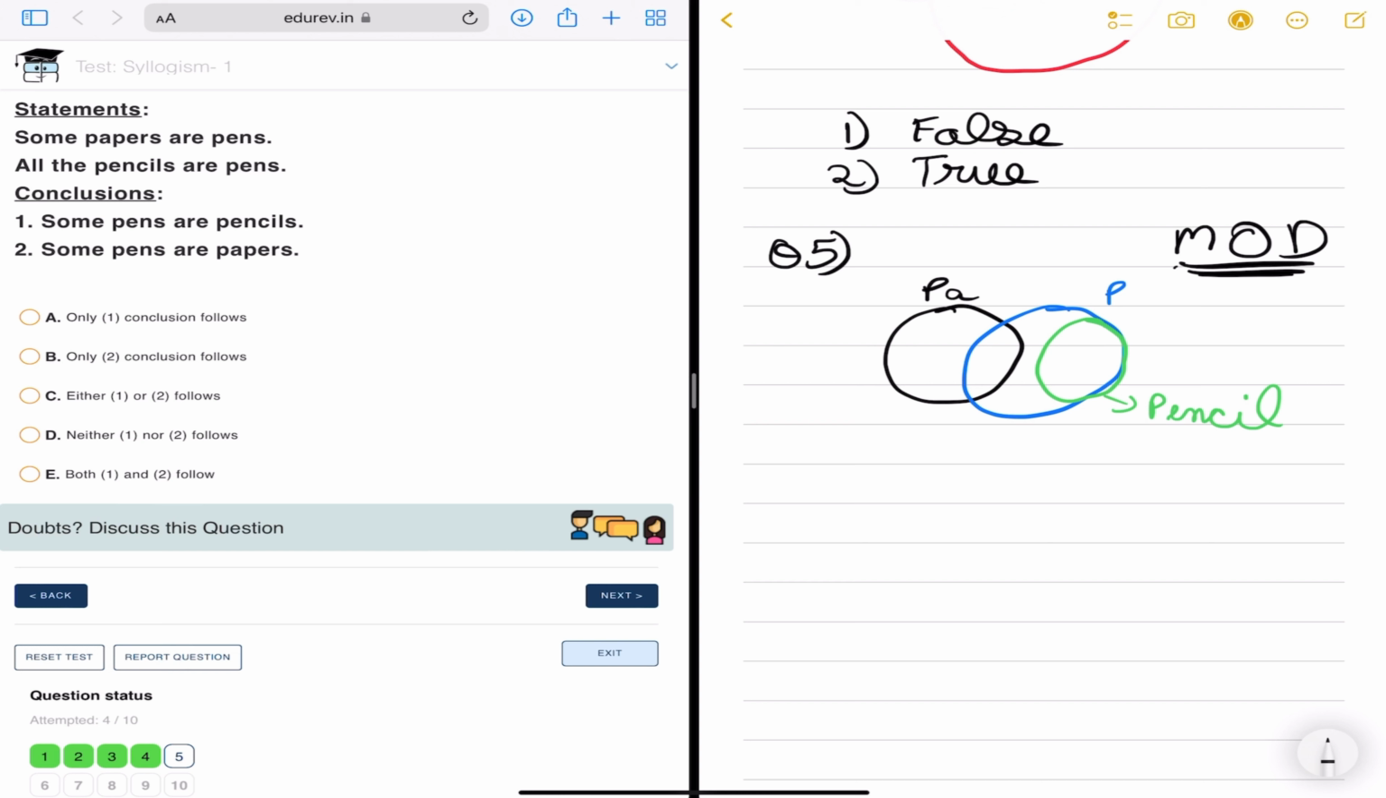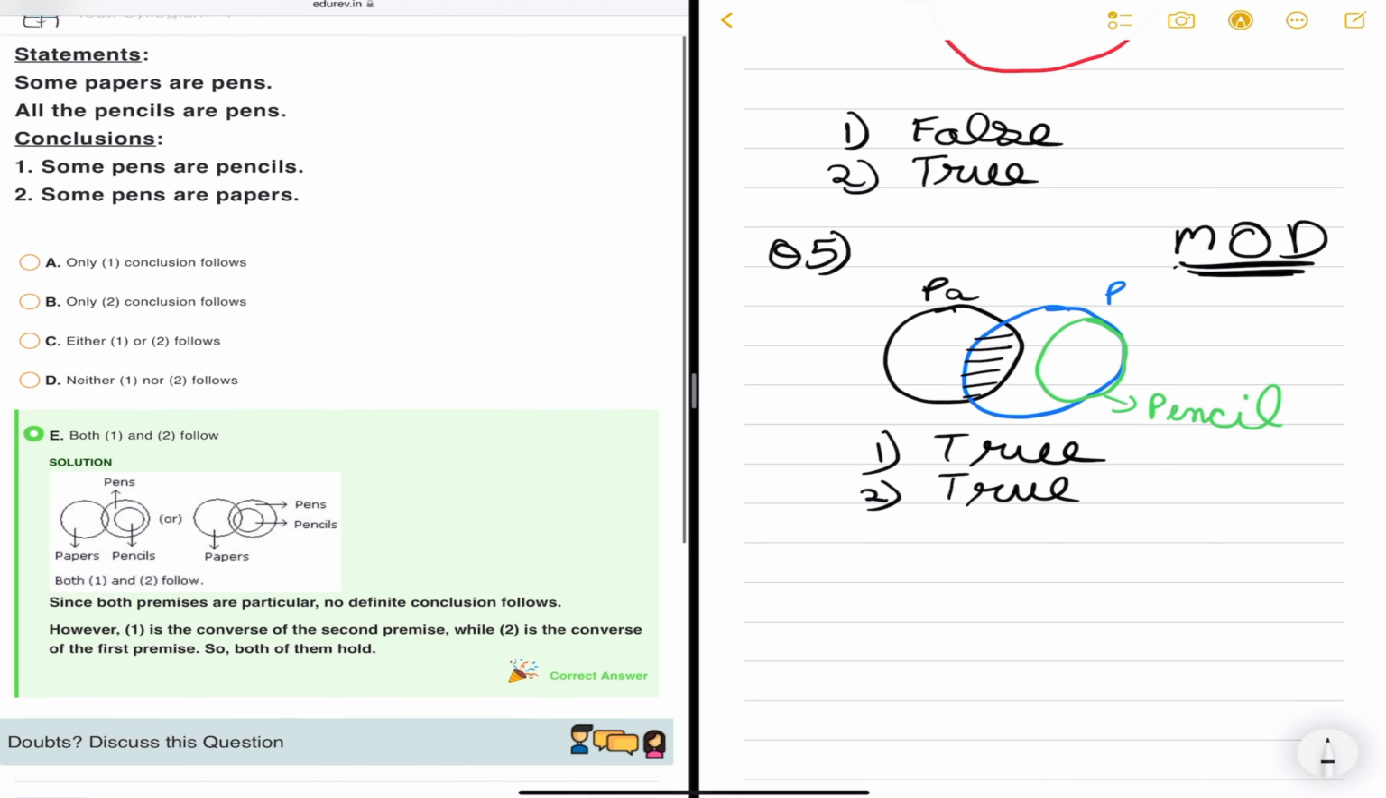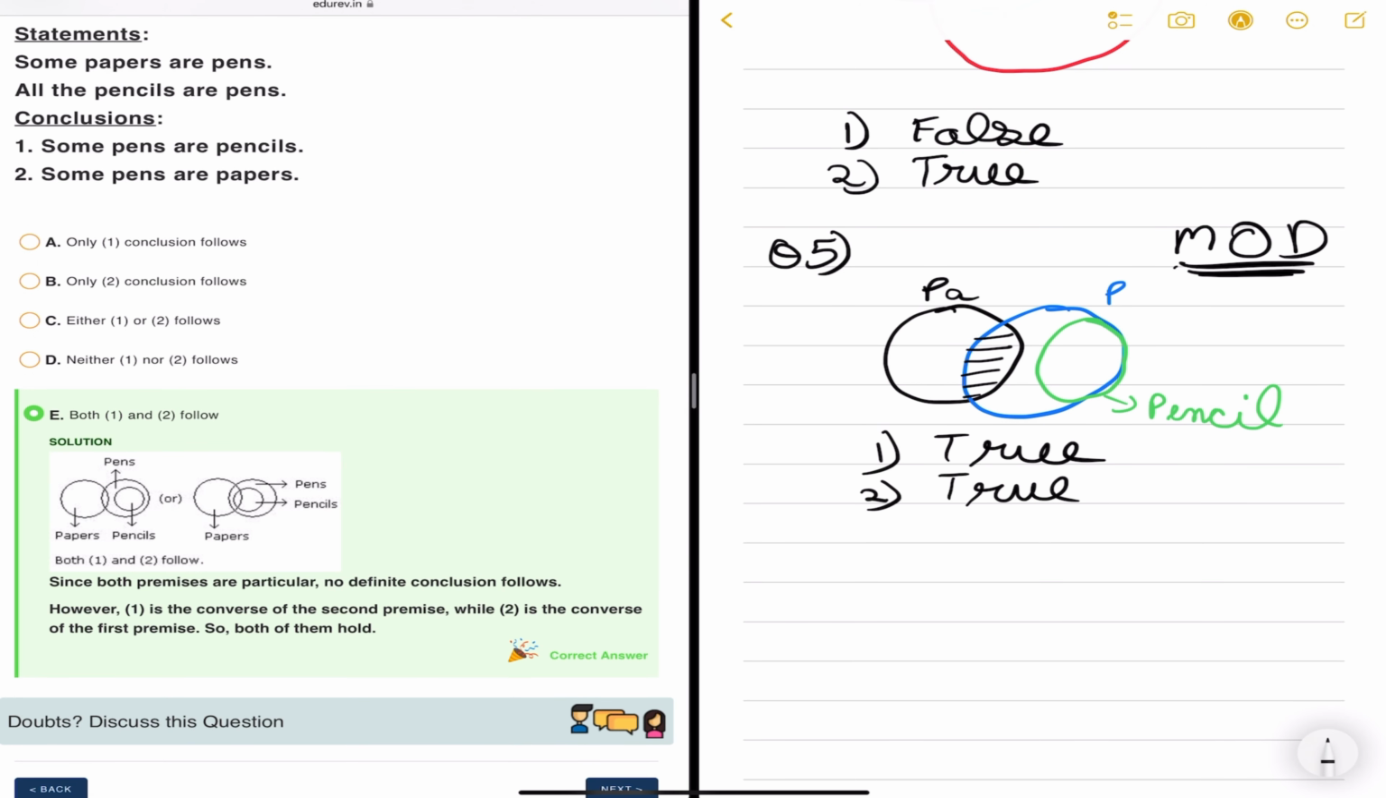Great. So now our first conclusion states that some pens are pencils. That's true because there must be some pens for our pencil, because all the pencils are basically pen. Therefore conclusion 1 is true. Conclusion number 2 states that some pens are papers. Once again that also follows, because you can clearly see from the diagram that some pens are also paper. Therefore both of them are true. So here the correct answer would be option E, both 1 and 2 follow. Great.